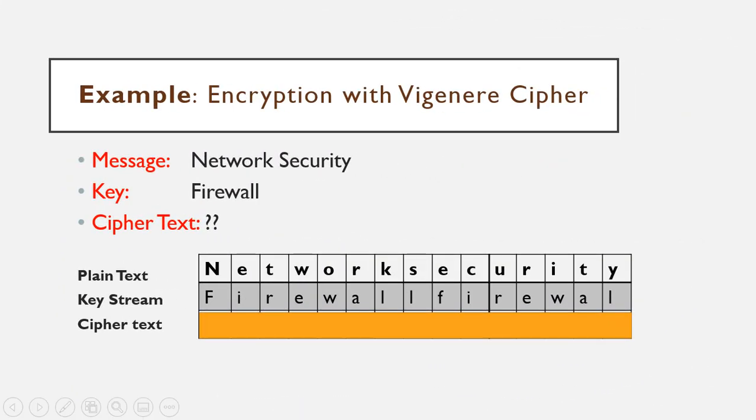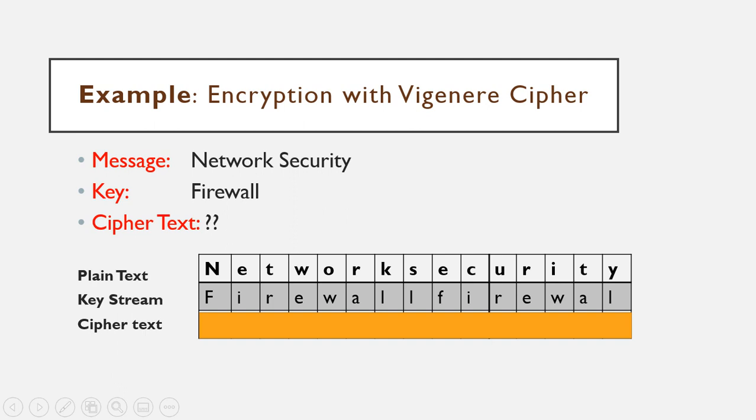So let's solve an example. Let's suppose the message to be encrypted is network security, and we are given the key firewall. Again, in Vigenère cipher a descriptive key is used. In others like Caesar cipher or Ralphin cipher, a numeric key is used, but in Vigenère cipher a descriptive key is used, and here we are given firewall. So what would be the cipher text?